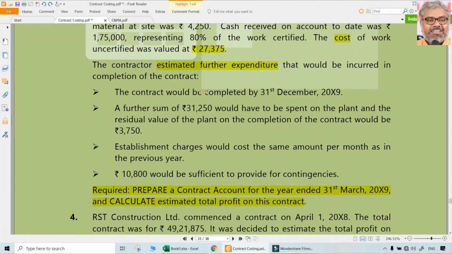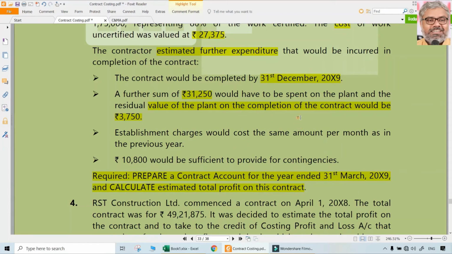Look at the further information before going ahead with the computation. The contractor estimated further expenditure that would be incurred in the completion of the contract. The contract would be completed by 31st December. That is the first point. A further sum of 31,250 would have to be spent on the plant, and the residual value of the plant on the completion of the contract would be 3,750. That is another point. Establishment charges would cost the same amount per month as in the previous year, and 10,800 we can provide for contingencies also while computing the estimated profit.